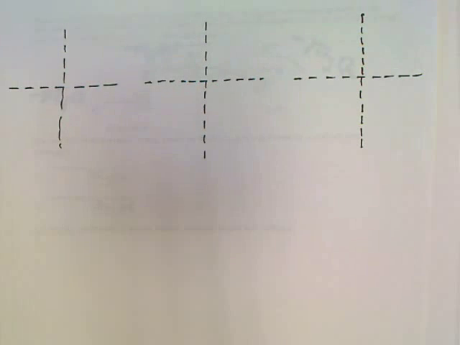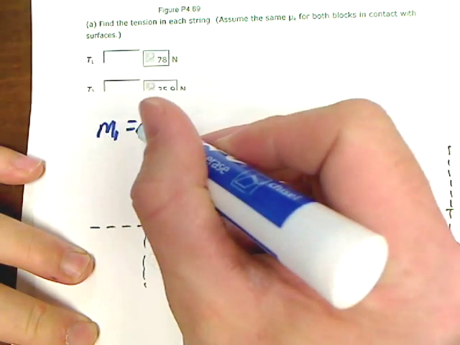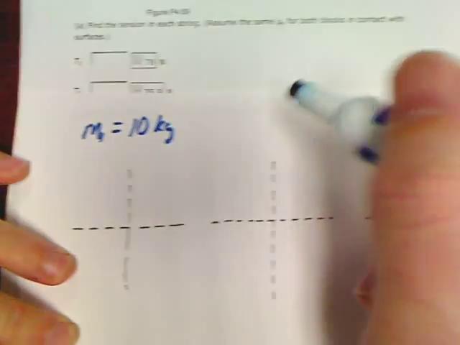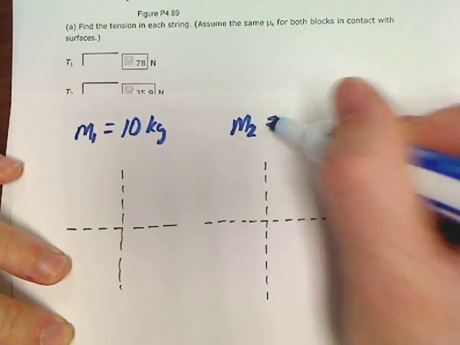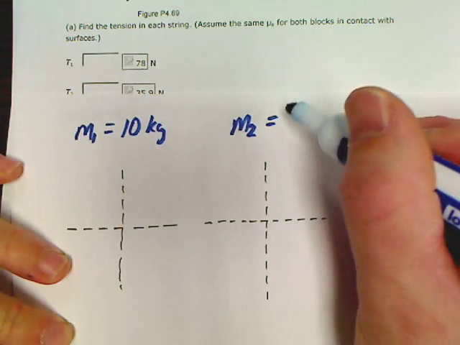All right, so I've got 3 objects, and I'm gonna label what these are up at the top, because this thing, it's a house. So I'm gonna sit here. This is gonna be my M1, and it's 10 kilograms. This is gonna be my M2, and my M2 is 5 kilograms.